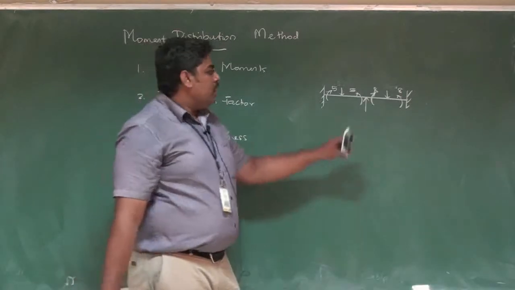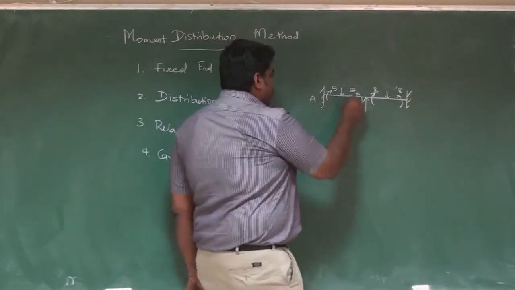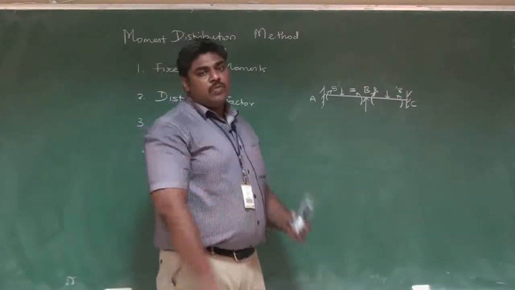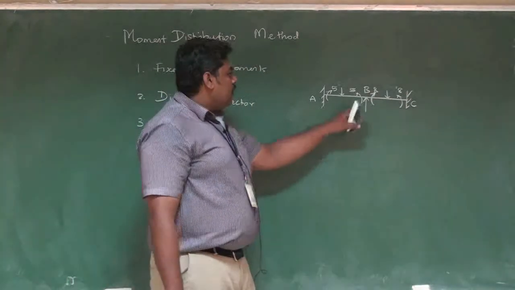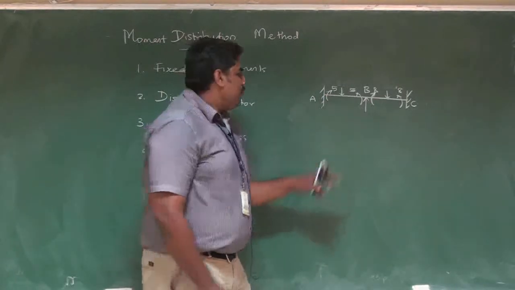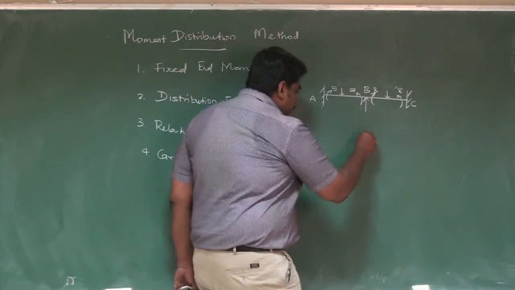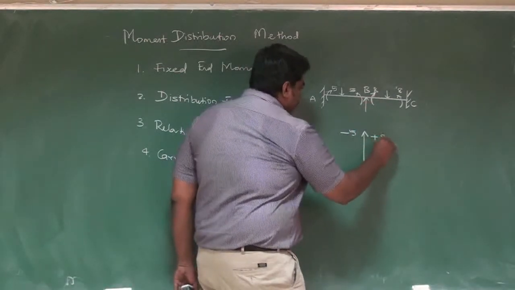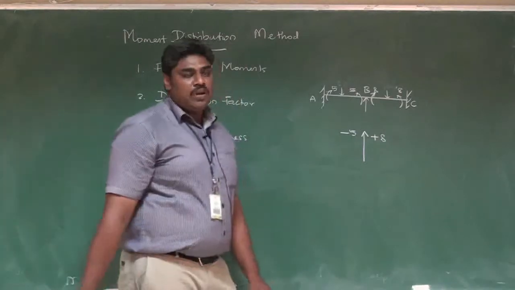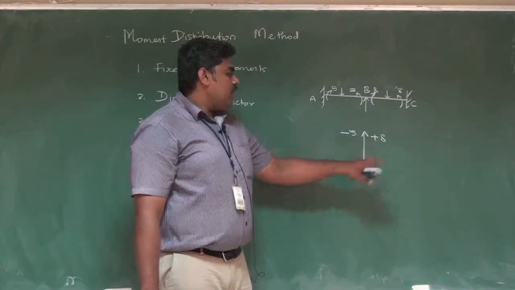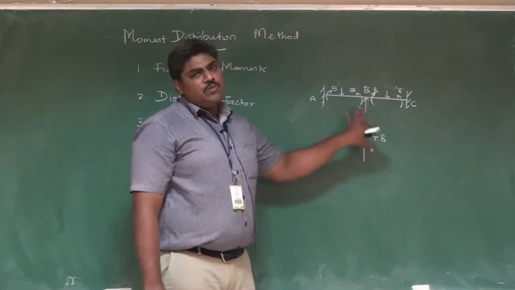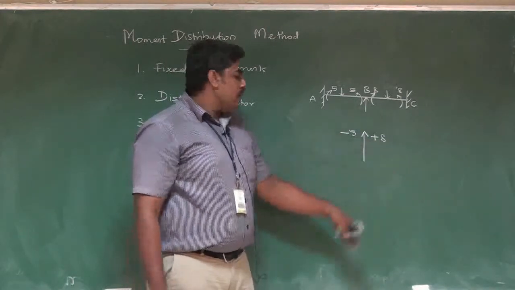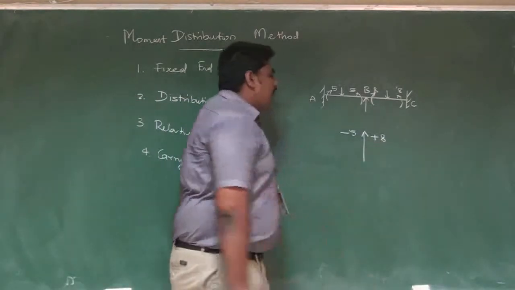Normally, in a particular joint, assume this is A, B and C. In any joint, the algebraic sum of moments on both sides should be equal to 0. Here it is an anti-clockwise 5, which means minus 5. Let me draw this separately. Here it is minus 5, here it is plus 8 because it is clockwise. Clockwise moments are positive. So there is an unbalanced moment, right? This moment is anti-clockwise 5, this is clockwise 8. So this has to be balanced.